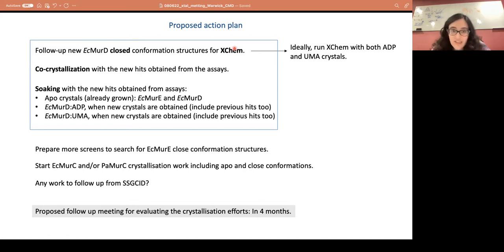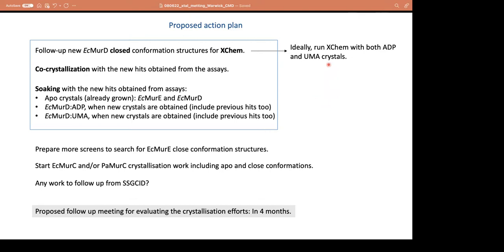As well as we need to get a bit better resolution for the Mur-D UMI structures. And yeah, so basically it's that. Let's see how we go, but I think 4 months is a reasonable time to see if we need a different action plan and if we need to get new constructs and things like that. And now, if anyone has any other comments. Well, if no one jumps in, I won't jump in.